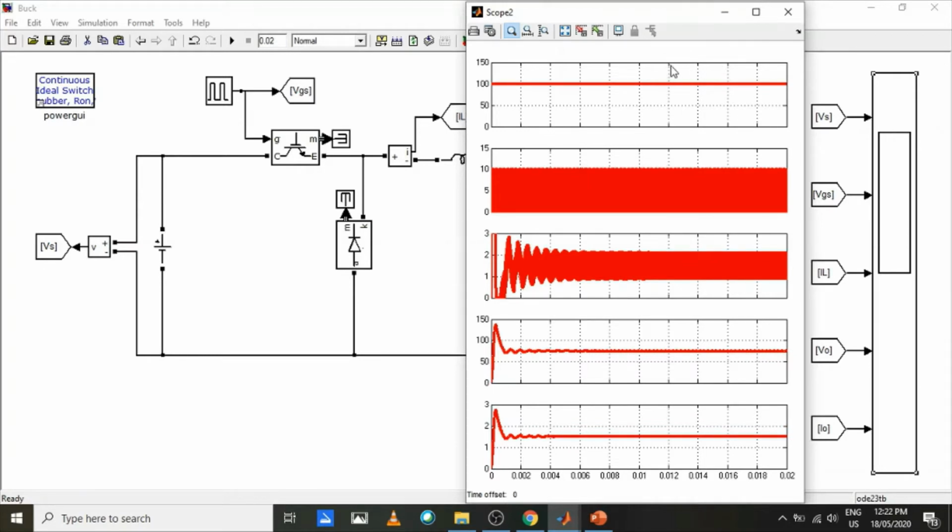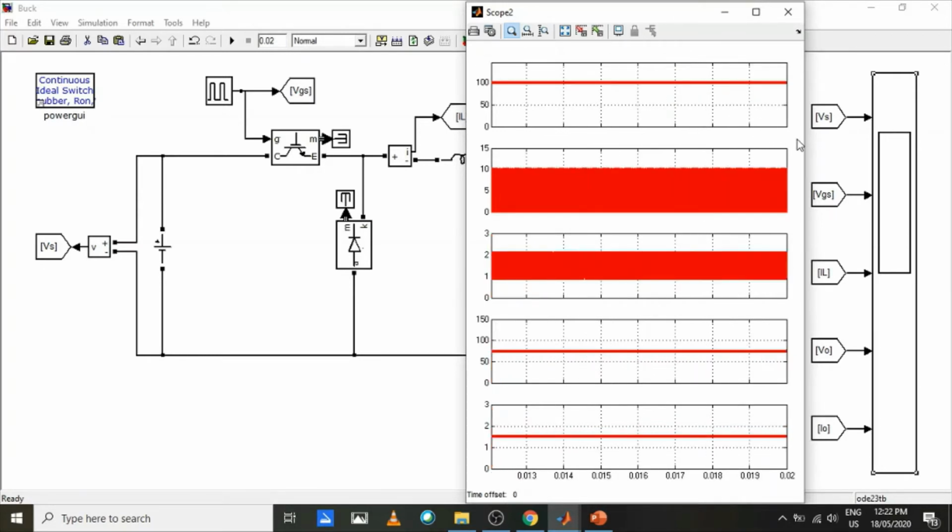When I zoom the steady-state waveforms, we can see the output voltage of the converter is lower than the input voltage. Hence, the buck converter has successfully stepped down the input DC voltage. Other than that, we can see the output voltage and output current have continuous waveforms with constant amplitude and ripple free. At the same time, we can see the inductor current also has a continuous and ripple free waveform.